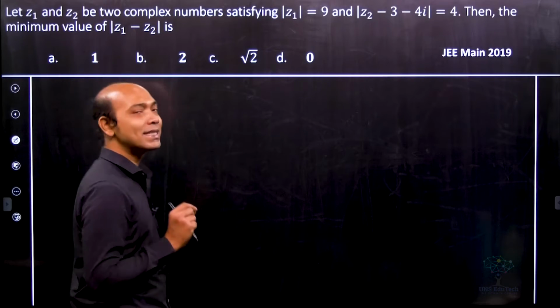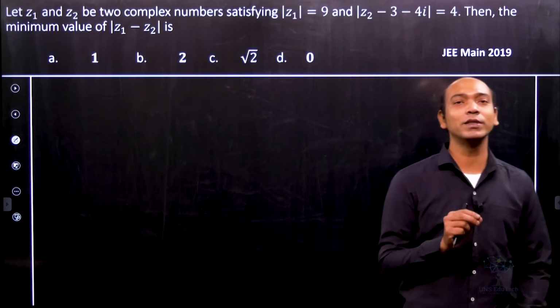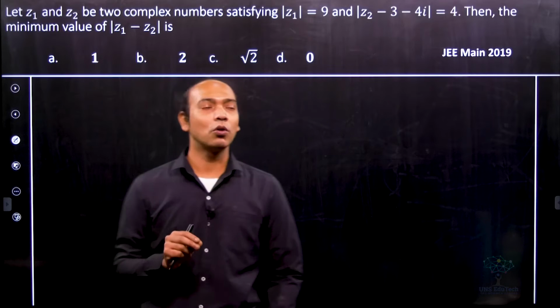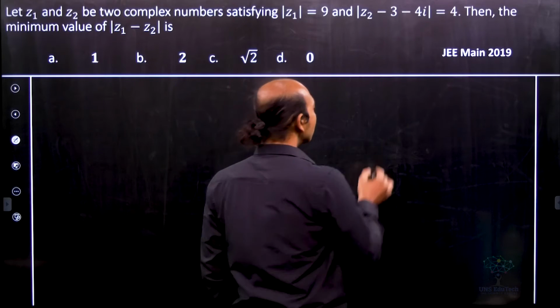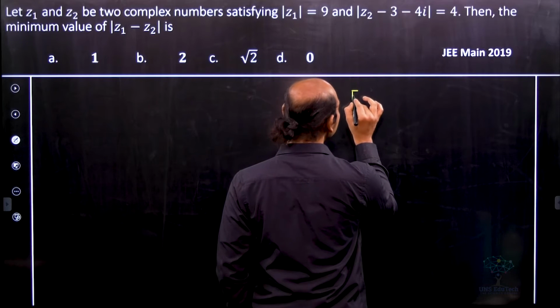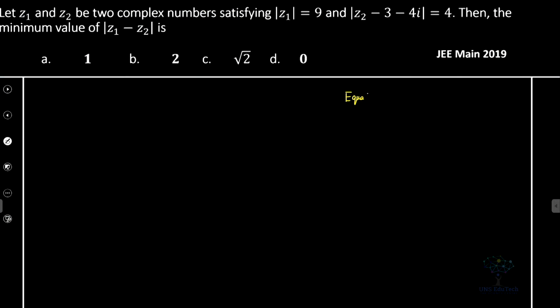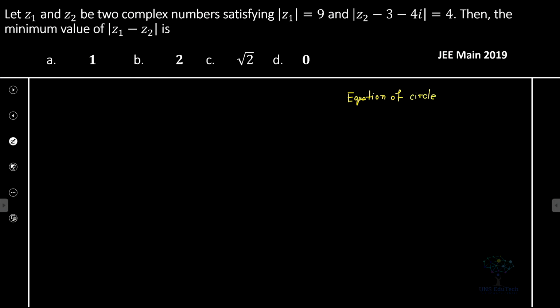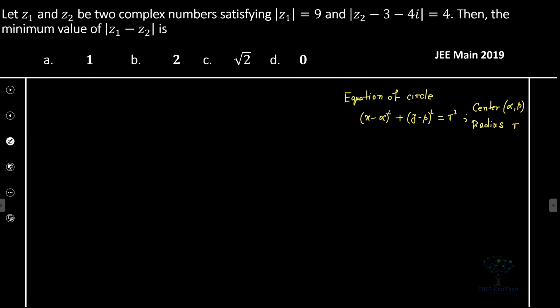So we'll start our discussion with the equation of a circle. Let us consider a circle. What is the equation of a circle? We all know that the equation of a circle is (x minus alpha) whole square plus (y minus beta) whole square, and that's equal to r square. So what's the condition here? The center is the coordinate (alpha, beta), and r is the radius, that we all know.